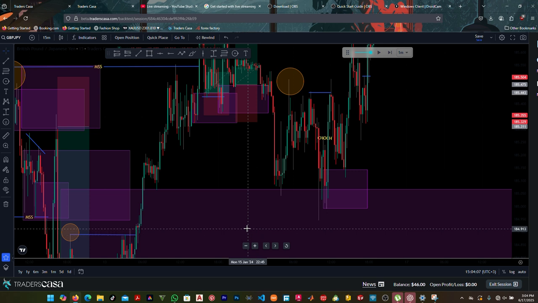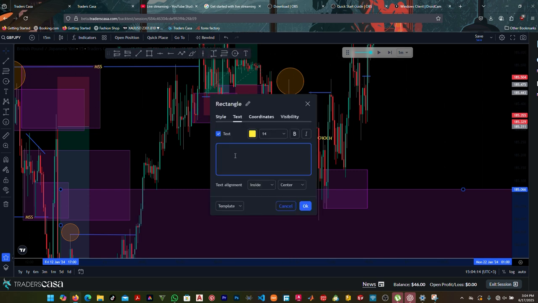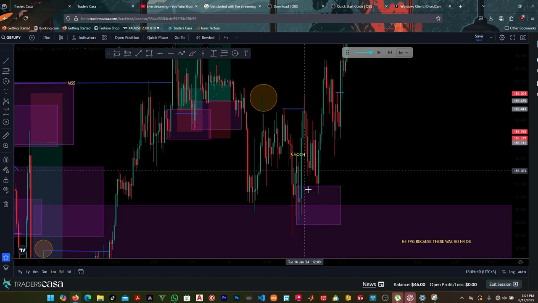What must we do? We have to wait for our setup to be formed. This setup has to form on the higher time frame. The higher time frame should be our confirmation. We have to look for our POI, which is called a point of interest.